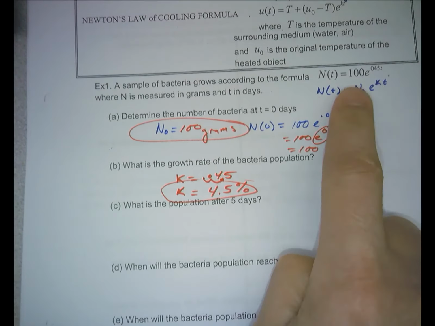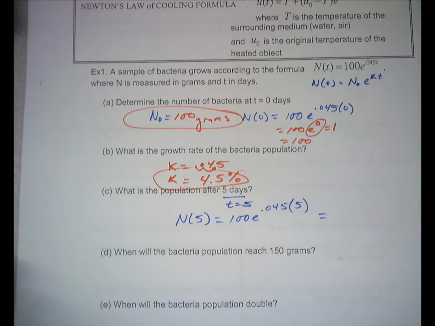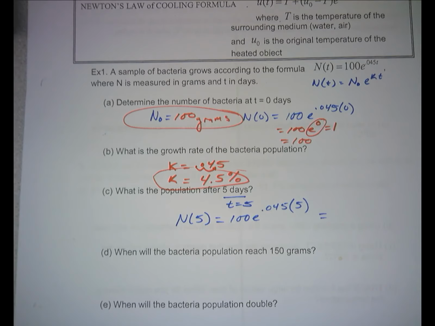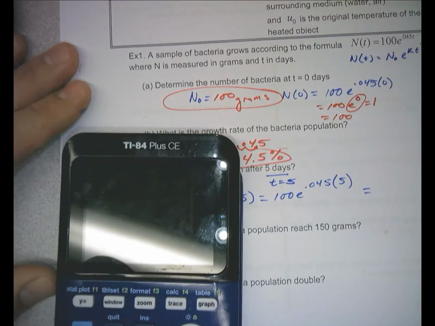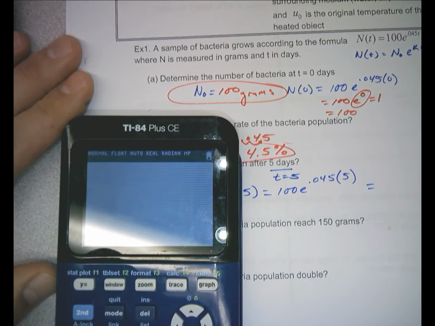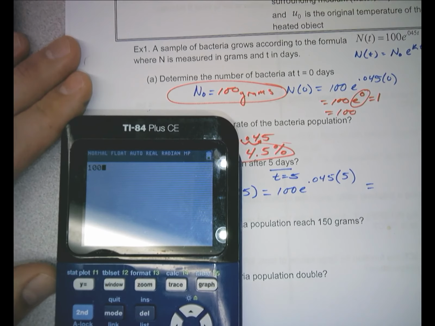When I take a look at C, it says, what's the population after 5 days? Again, that's your t value. So they want you to find N of 5. Plug it in. I've got 100e to the 0.045t, where t is 5. And I plug that in my calculator. So get your calculators out. Again, you should be verifying that you know how to punch this stuff in.